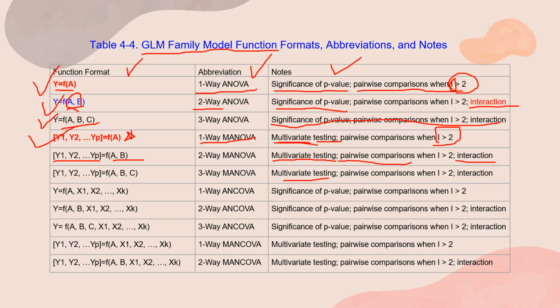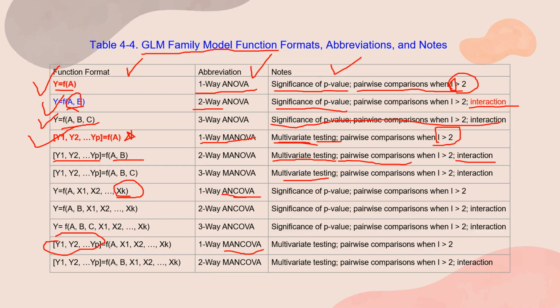And if they add an X variable, the name changes to the code. What's the code? Code means the covariance. You see they have S1, S2, SK as their code. If on the left hand side it is multiple, they call it MANCOVA. So this is MANCOVA, and they have a covariance.